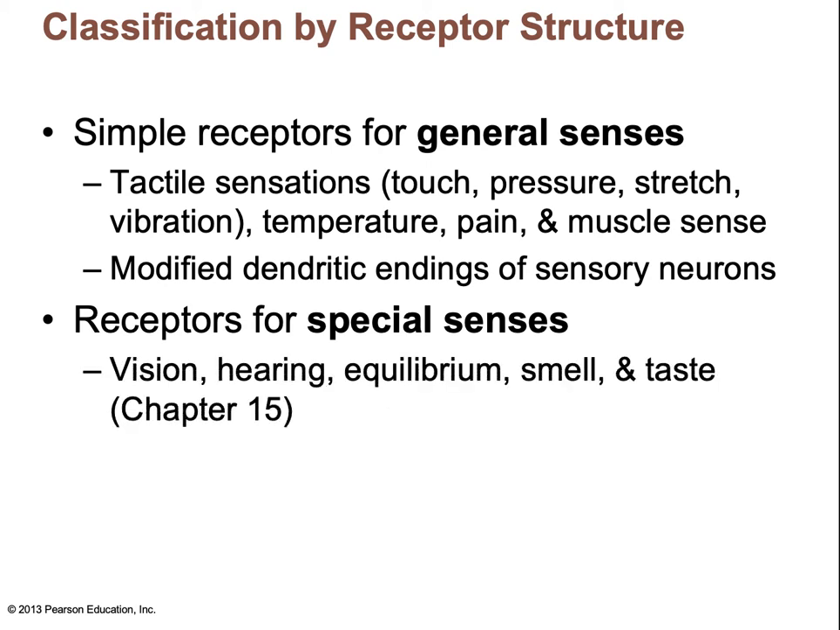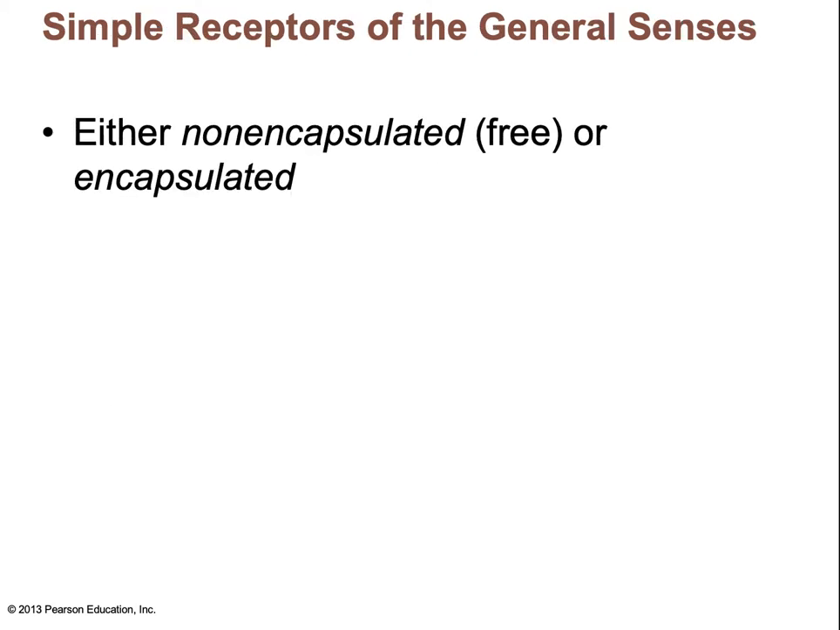Special senses deal with hearing, equilibrium, smell, and taste, and we'll deal with those in another chapter. The simple receptors can either be non-encapsulated, which means they're free nerve endings, or encapsulated, which means they're covered in some sort of connective tissue or extracellular matrix.